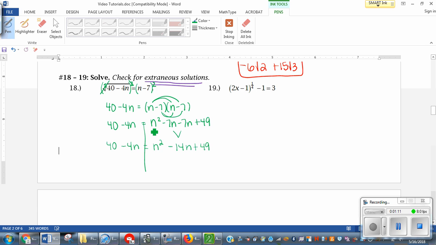And because we see this quadratic, this power of 2, that means that we want one of the sides to equal 0. So we're going to add 4n, and we're going to subtract 40, so that on the left here we get 0.